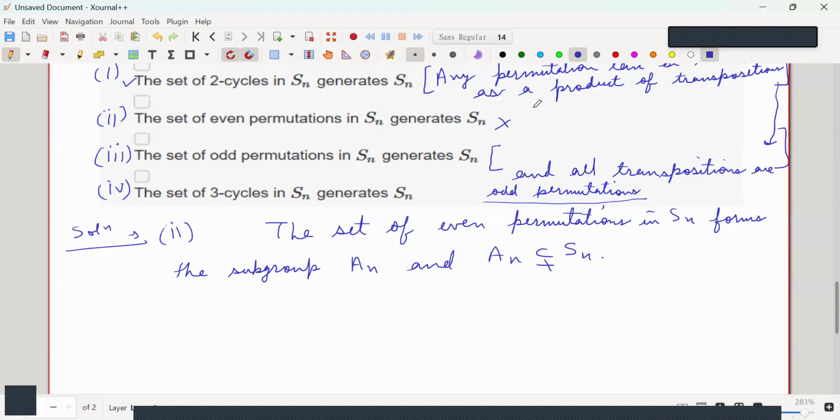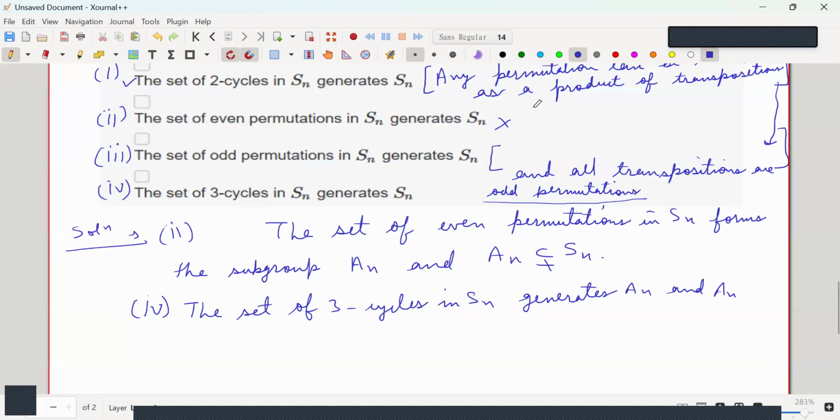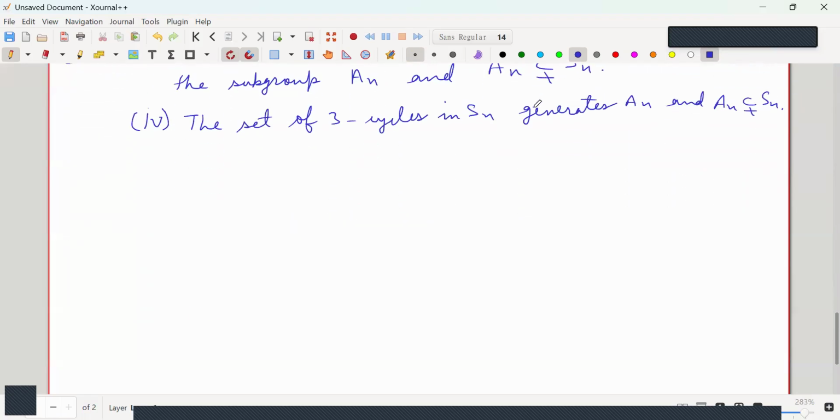Three cycles. Same reasoning will come. The set of three cycles in Sn generates not Sn, but An, and An is properly contained in Sn. Okay, I hope that is clear.